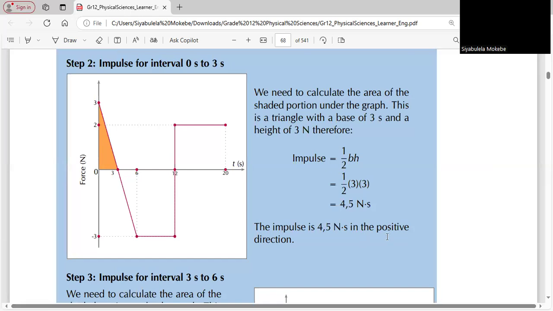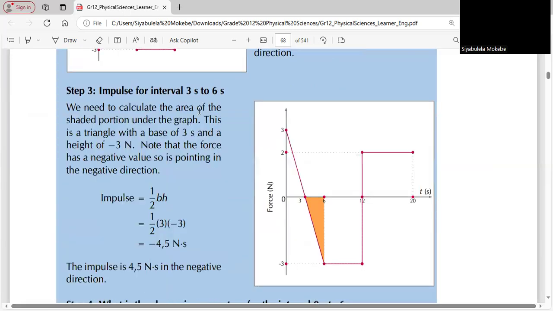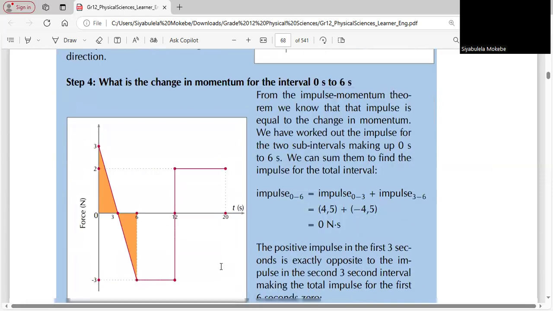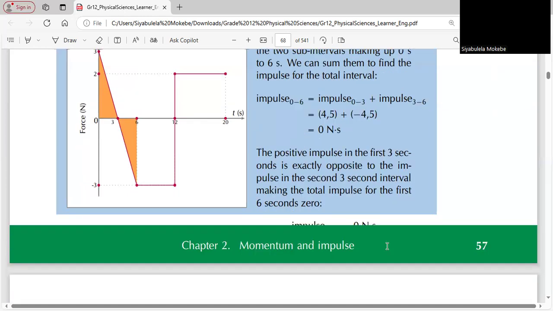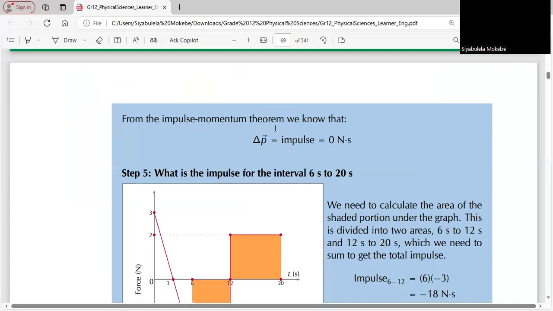Now from 3 to 6, the impulse is 4.5 in the negative direction. We just add what we have there. So the impulse in the first 3 seconds is exactly opposite to the impulse in the second 3-second interval, making the total impulse for the first 6 seconds 0. From the impulse momentum theorem, we know that the change in momentum is 0 Newton seconds.